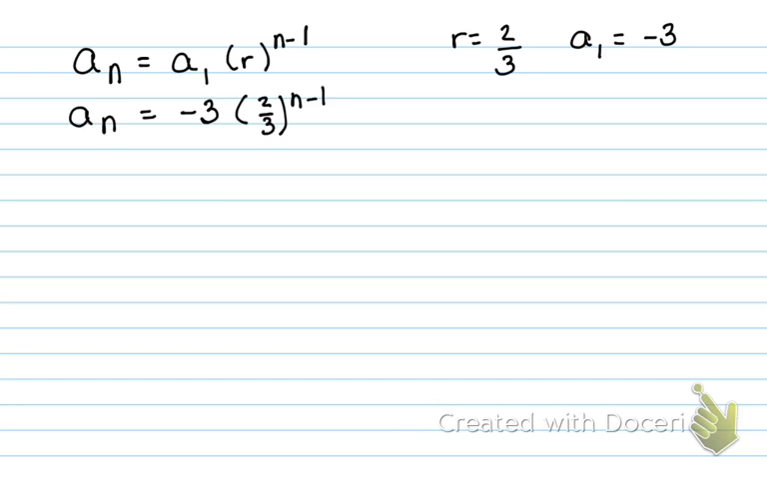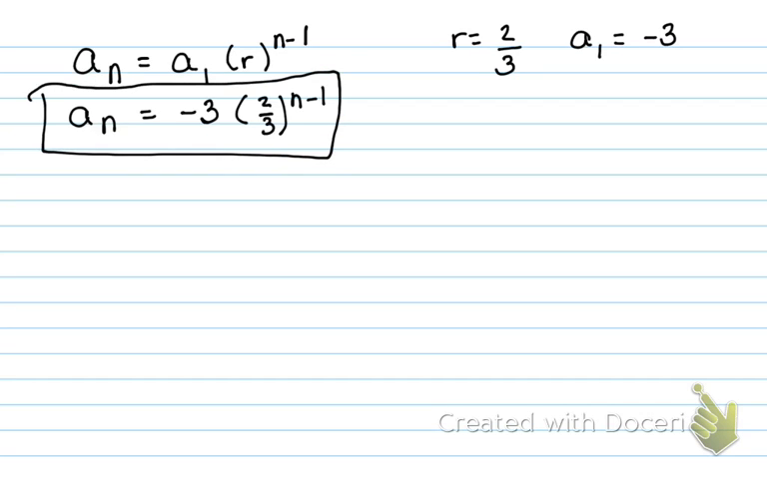All right, so now we've created the explicit formula for this pattern. We know our first term, which was given to do the explicit pattern, so this would be the first thing we had to have. This would be our equation for the explicit sequence, for our geometric sequence.